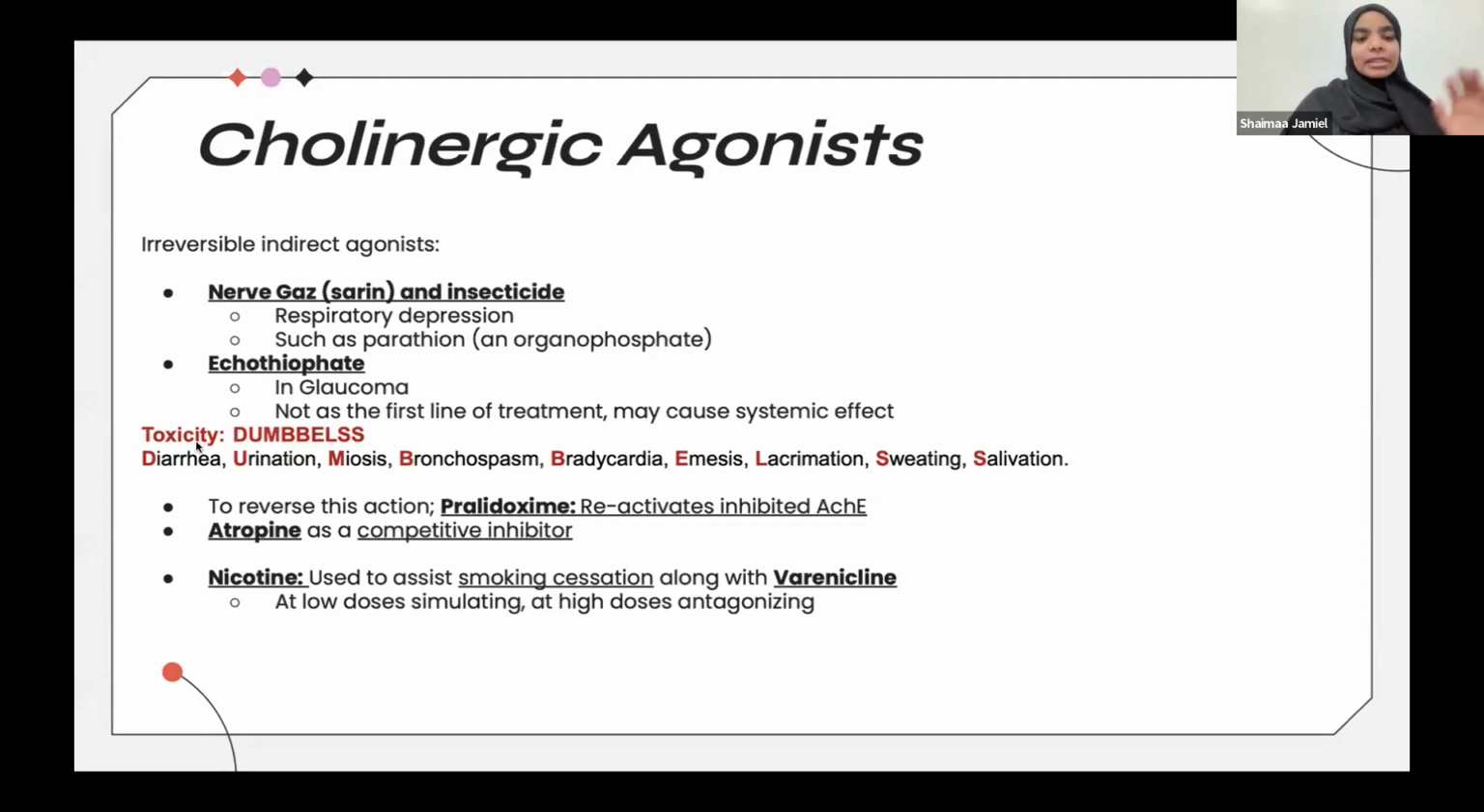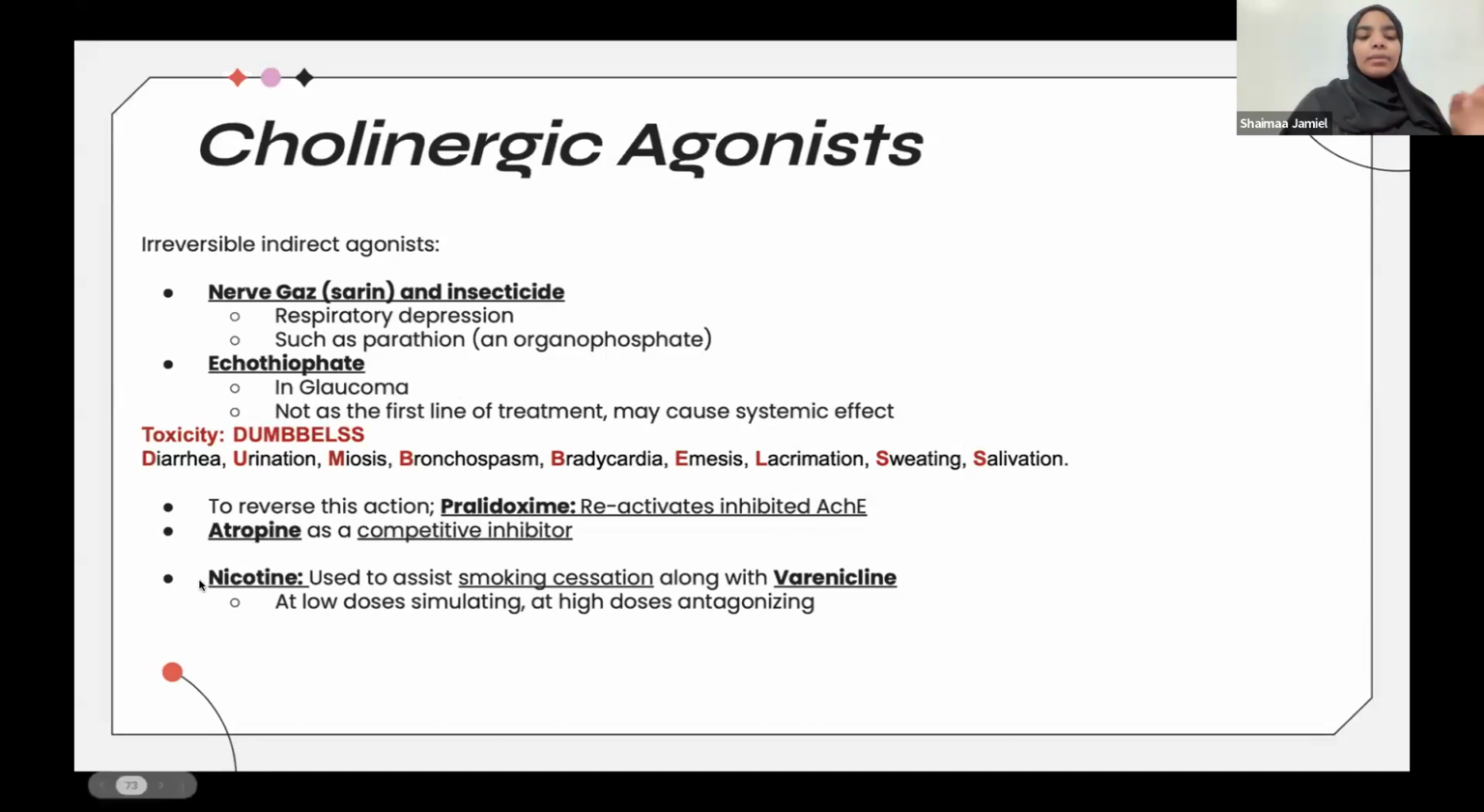You can remember it as DUMBBELS: diarrhea, urination, meiosis, bronchospasm, bradycardia, emesis, lacrimation, salivation, and sweating, okay? So these things are a cholinergic crisis. And basically, what drug can you use to reverse this? First, we have pralidoxime. Pralidoxime is going to reactivate the inhibited acetylcholine esterase, but that's only if it's given within the first 4 hours. And then we have atropine, which is a competitive inhibitor. So it can be used, but pralidoxime is used in the earlier hours.